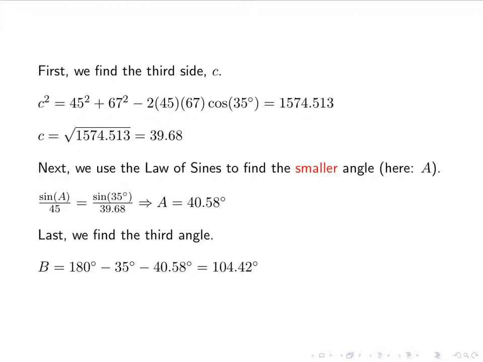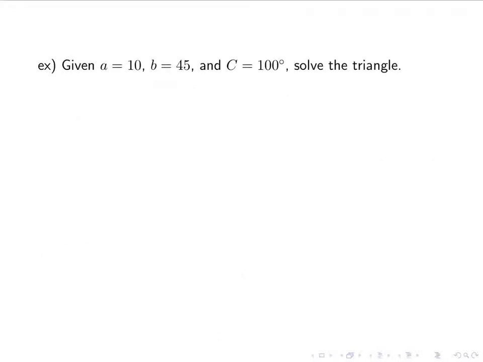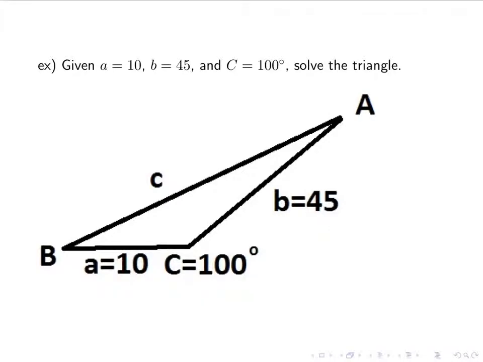Okay, so let's try another example. Given that a is 10, b is 45, and C is 100, we're going to solve the triangle. And again, here is an example of what the picture could look like. So again, you might want to write this down in your notes before moving on. You might want to pause it now. Okay, so let's move on.